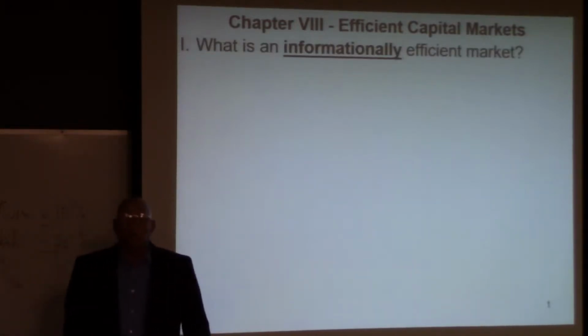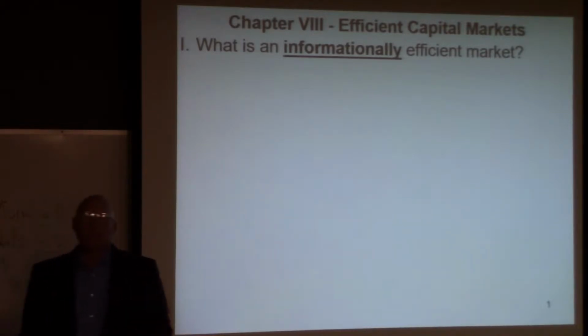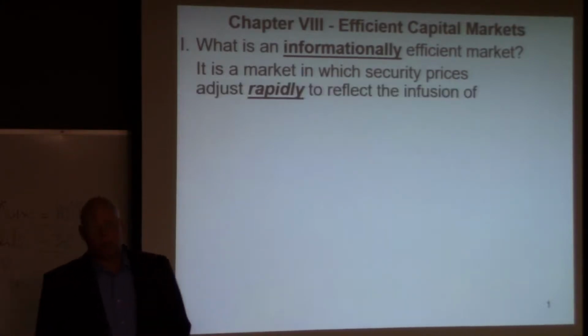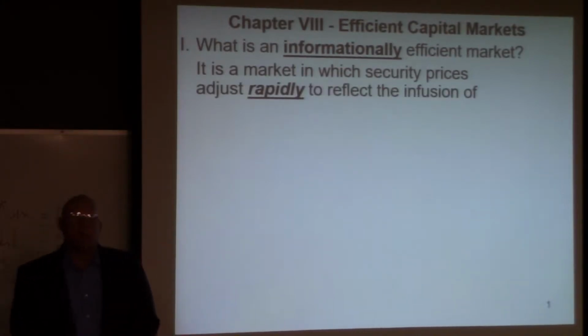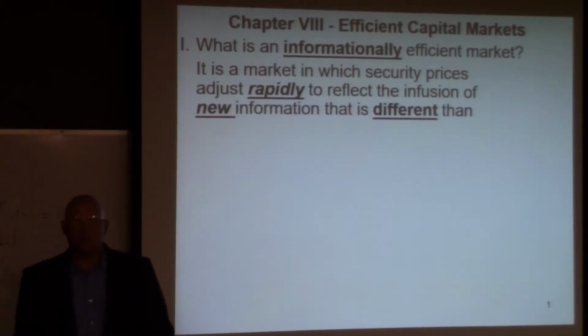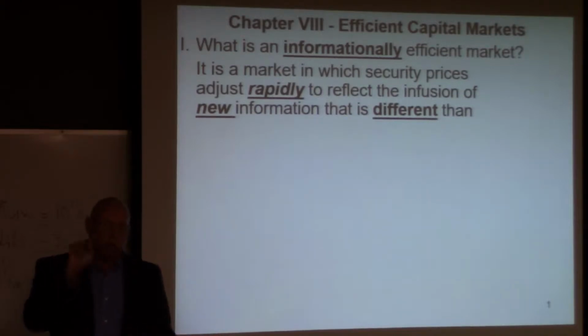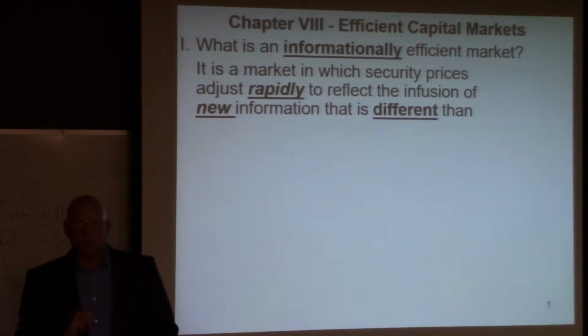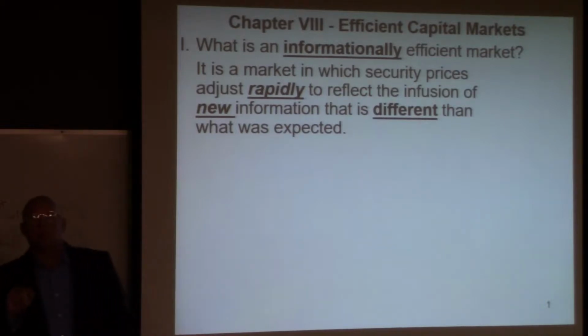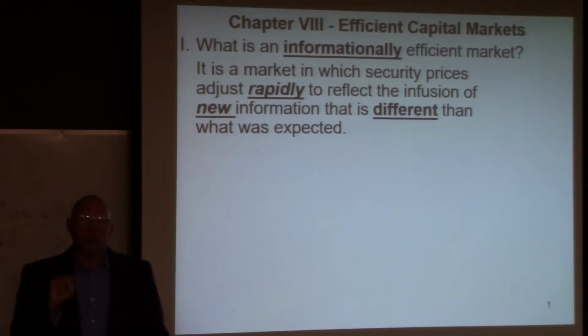All right. So what is an informationally efficient market? It is a market in which security prices adjust rapidly to reflect the infusion of new information. So it's a quick reaction by security prices to brand new information that comes into the market, and that information is different than what was expected. This is what moves security prices and what moves markets: new information that is different than what was expected.